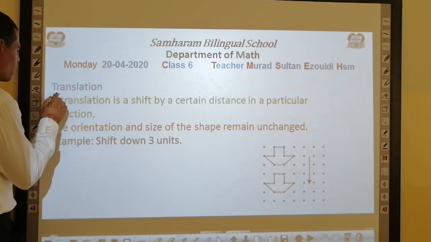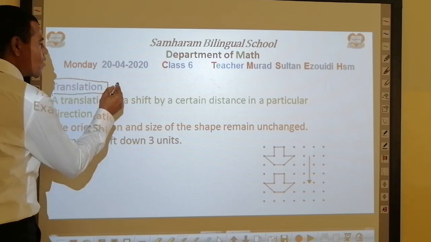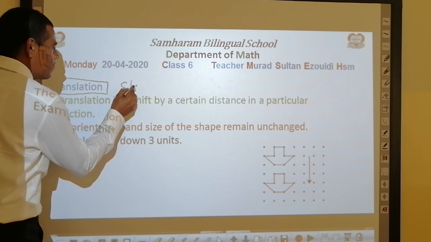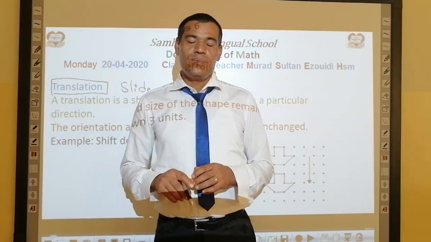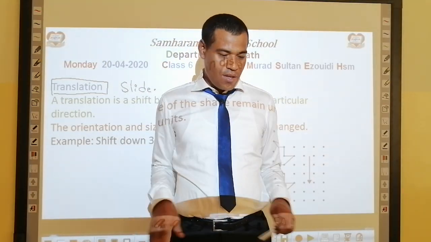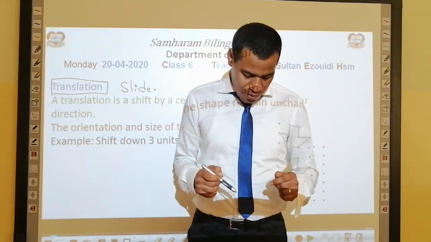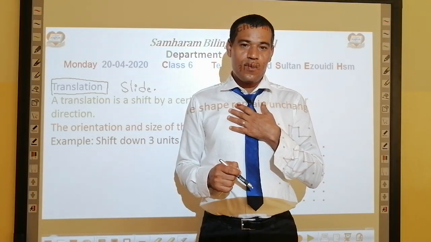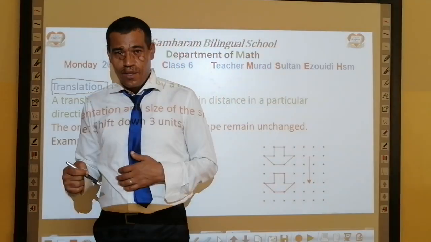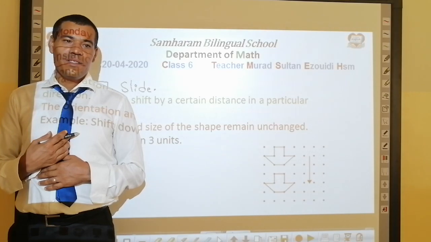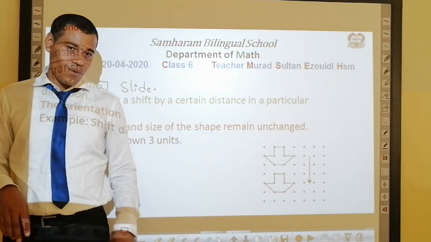So first of all, what is a translation, my kids? A translation means also slide. For example, I am now on the ground, and on the ground there is a coordinate grid with some squares. If I suppose that I am an object, then I move 2 units to the right. So 1, 2. You can see that this is now the image. The first object moves 2 units to the right.